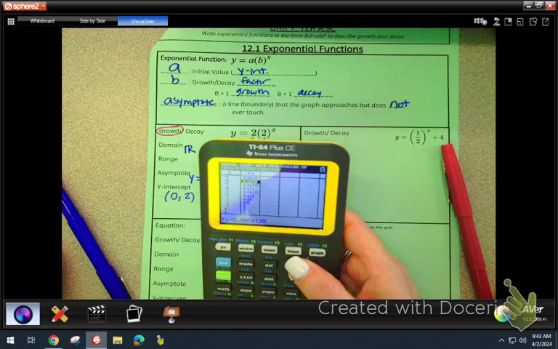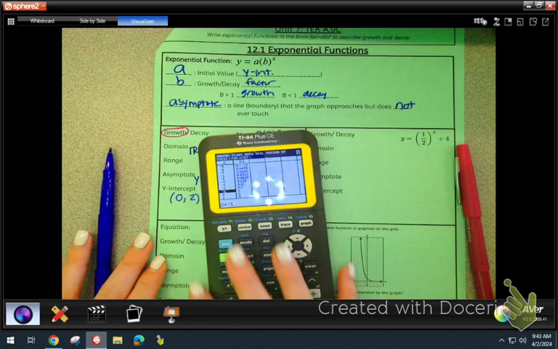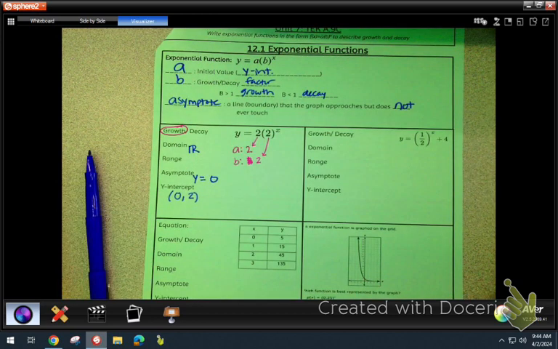Okay, so the range, let's go back here. What is our range going to be for this graph? It's not going to be equals. It's going to be greater than or less than 0. Greater than. Why? It doesn't have to do with growth or decay. Because the graph is above the horizontal asymptote.